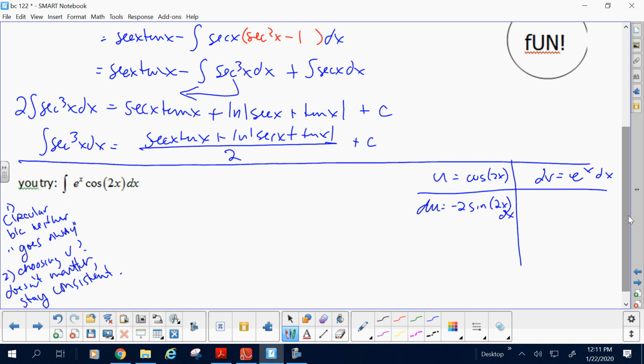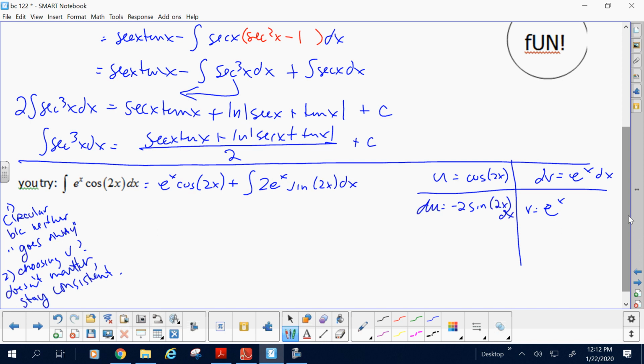Differential. What's the antiderivative of dv? E to the x. Cool. All right, so then by ultraviolet voodoo, I'm talking e to the x cosine of 2x minus negative 2 e to the x sine of 2x. So minus negative, so it'll eventually be plus 2 e to the x sine of 2x dx.